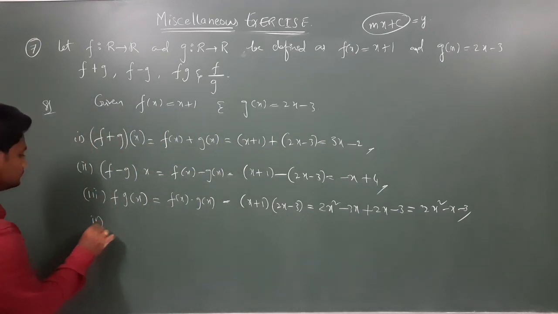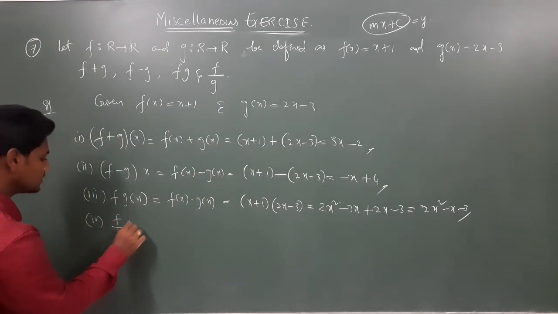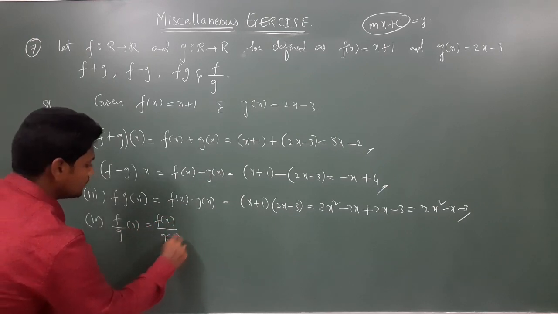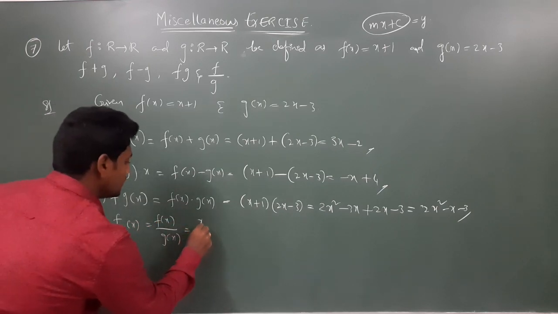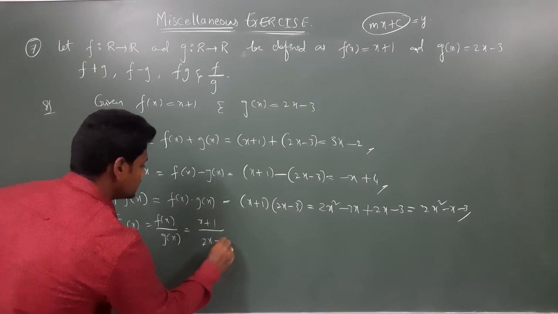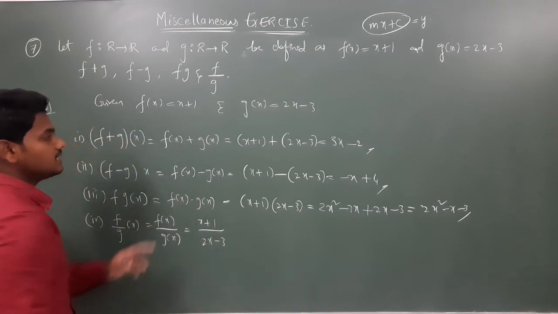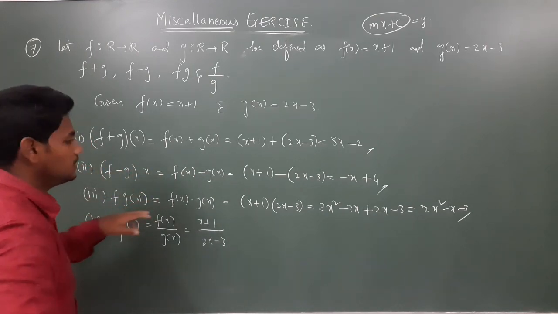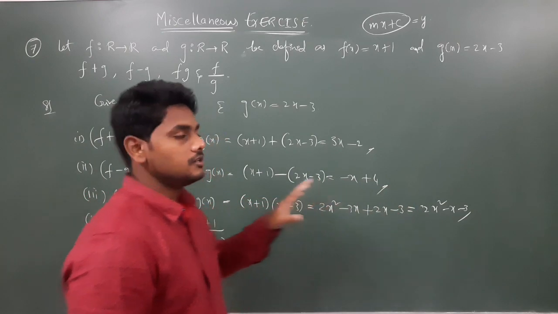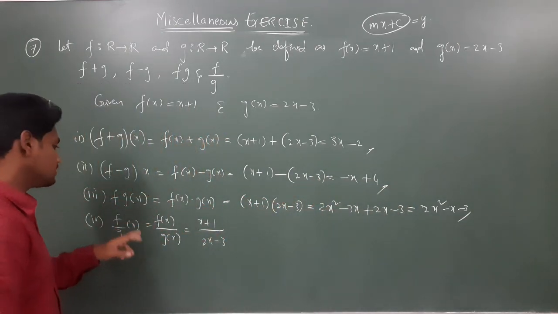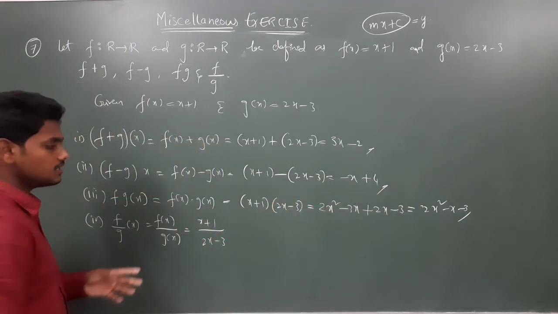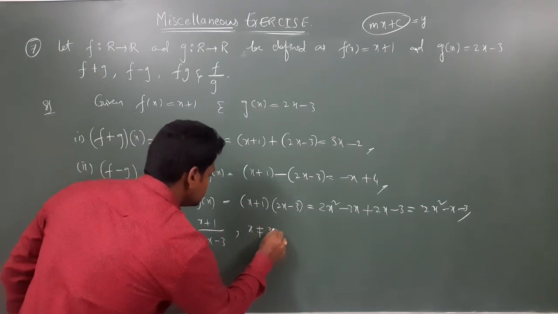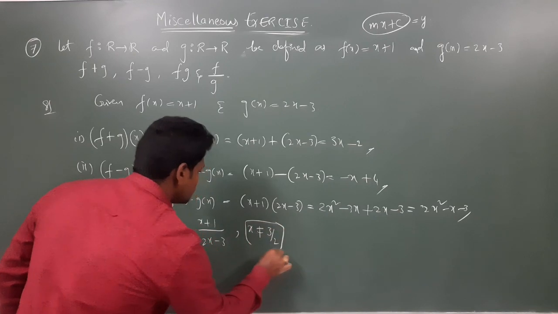Next, the fourth one, f by g of x, which is nothing but f of x by g of x. What is f of x? x plus 1 divided by 2x minus 3. For the first three functions, in addition, subtraction and multiplication, we leave the functions like this. But when it comes to f of x by g of x, nothing but p by q functions, we need to write the condition that x is not equal to 3 by 2.